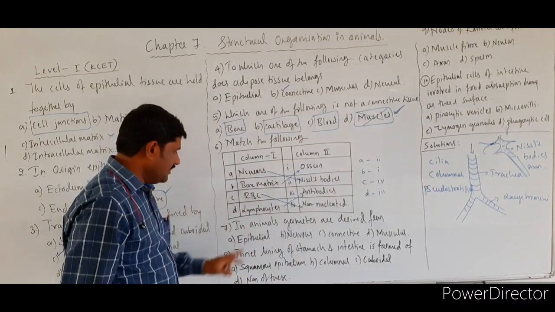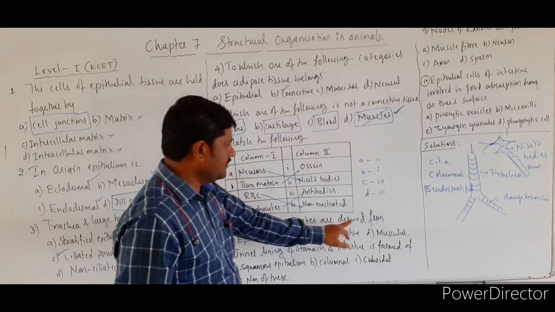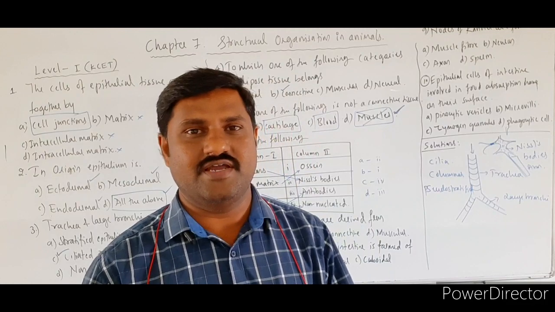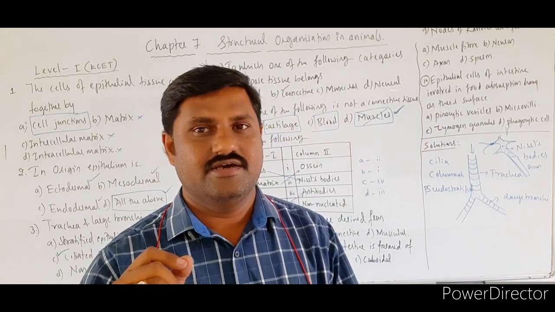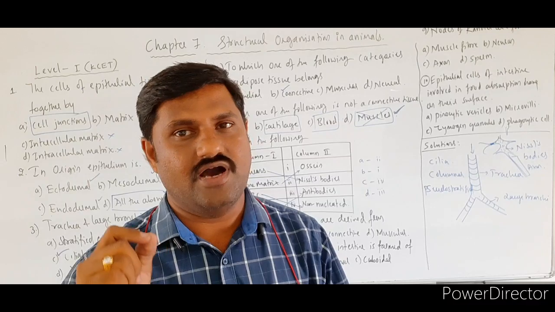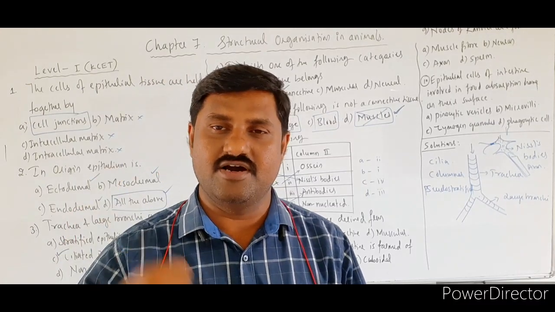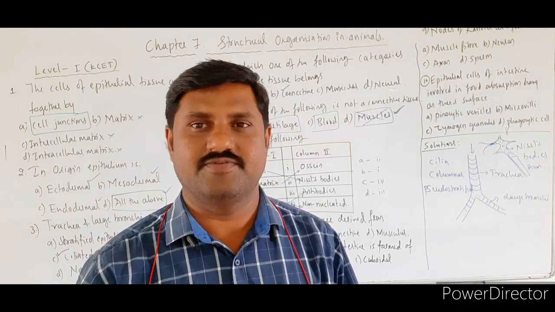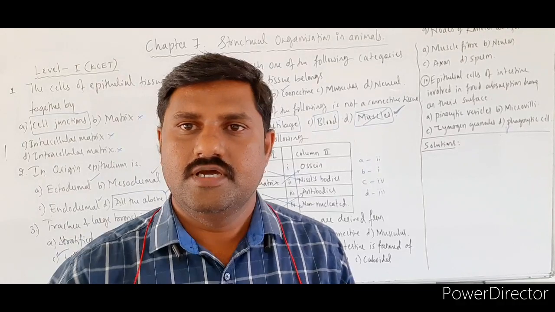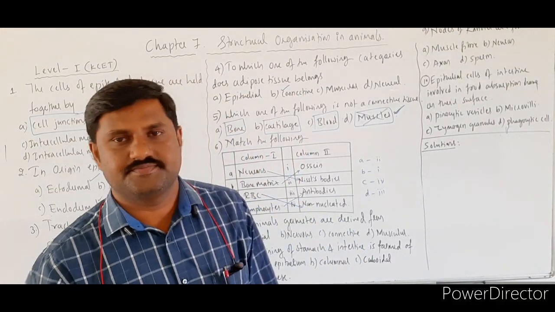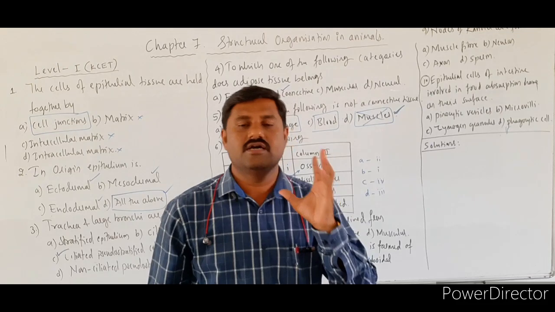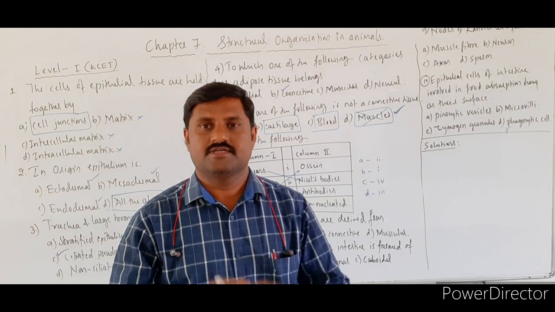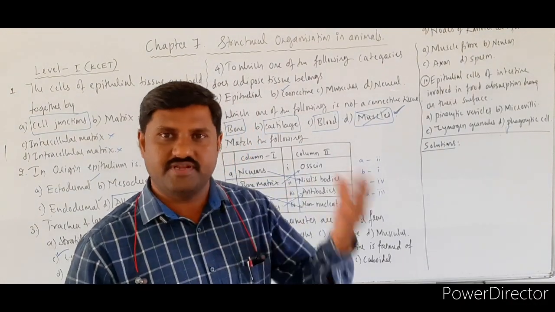Okay, next one. In animals, gametes are derived from, a very important and very interesting question. Let us see diagrammatically, then only you can understand. How the gametes originate, how the gametes are formed over here, which tissue is responsible for that, let us see now. Testes are the male gonads. A pair of testes are present inside the scrotal sac. In the male reproductive system, you have studied this in the previous class.